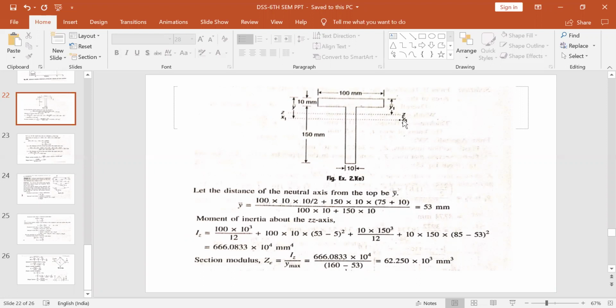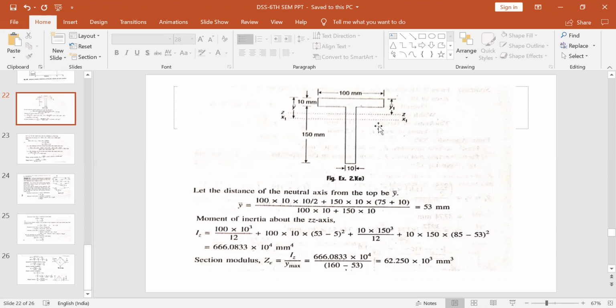I've taken this problem, which is a T section. This is a T section containing one web and one flange. We have to find the shape factor for this T section. The measurements have been given. This flange has a breadth of 100 mm and a thickness of 10 mm. This web again has a thickness of 10 mm and a depth of 150 mm. All measurements are in millimeters.